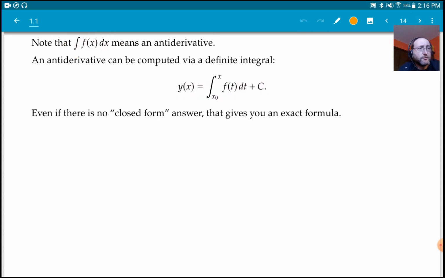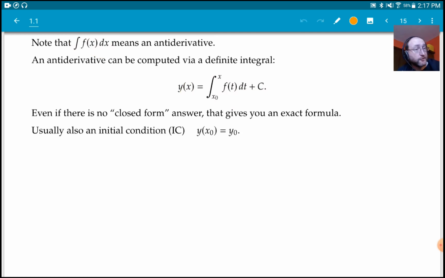Now, it works even if there is no closed form formula. And you don't want to think, just because there is no closed form formula for the antiderivative, that this differential equation doesn't have a solution. No, it does. This is a perfectly fine formula for the solution of this differential equation, right?